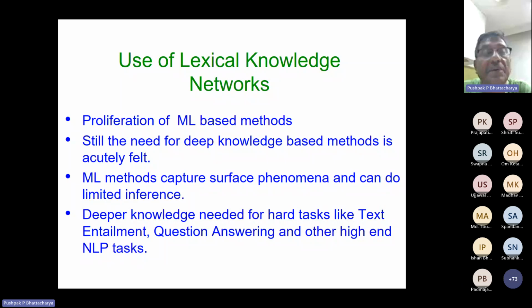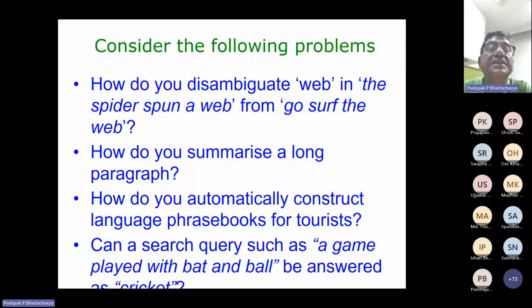Deep knowledge is encoded in lexical networks. For text entailment, question answering, and other high-end NLP tasks, we need deeper knowledge. The fact that paracetamol cures fever or paracetamol brings down body temperature, this is there in the raw corpus, but it is also there in lexical knowledge network in a much more refined form without noise, because these are human crafted.